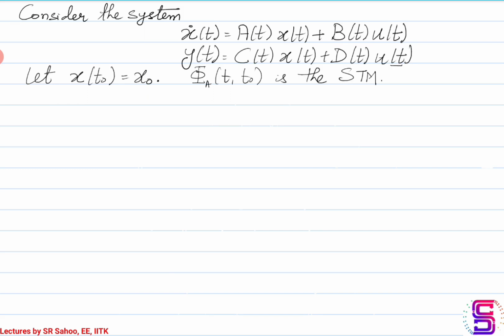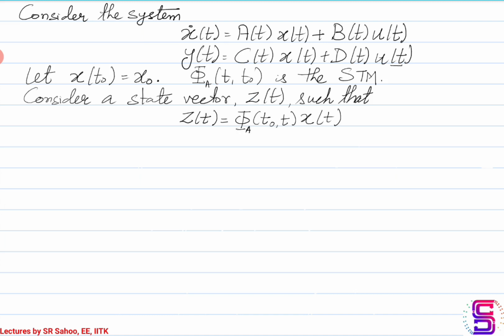So consider the system here, which is x dot equal to Ax plus Bu, y equal to Cx plus Du, where A, B, C, D are possibly time varying. And let the initial condition, or the initial state value, at the initial time t0 be x0. Phi_A(t, t0) here represents the state transition matrix for the system matrix A.